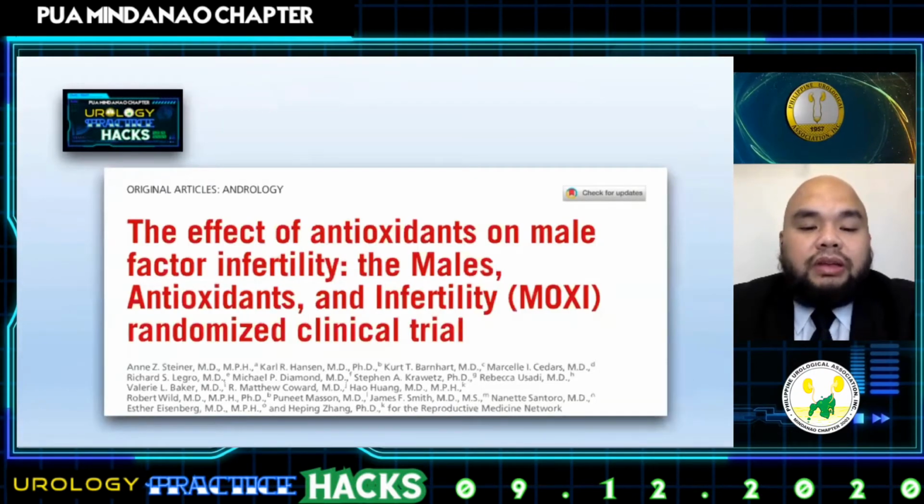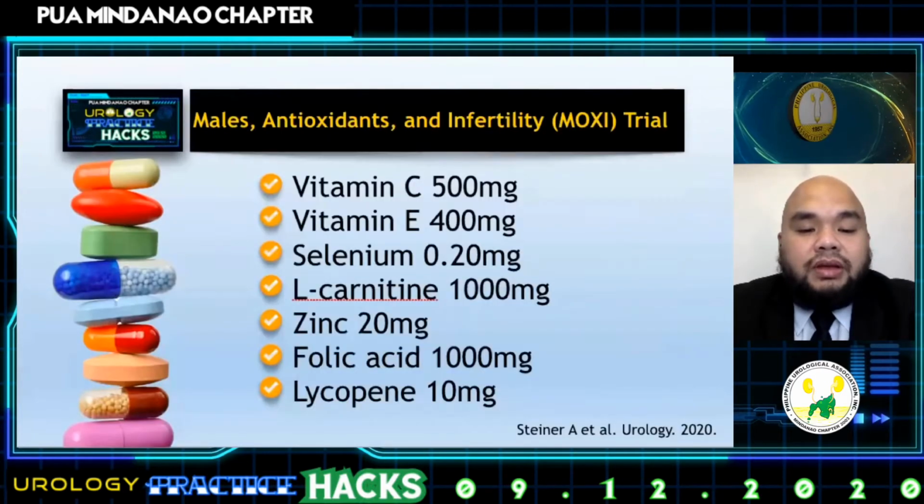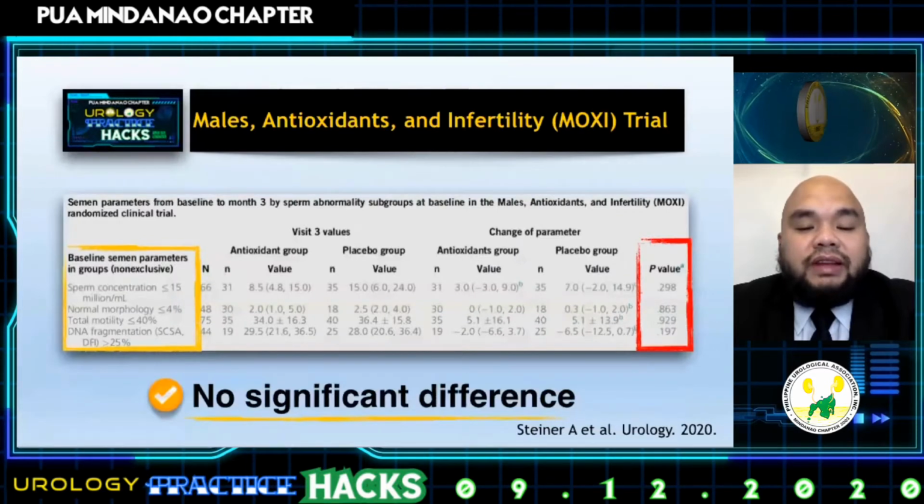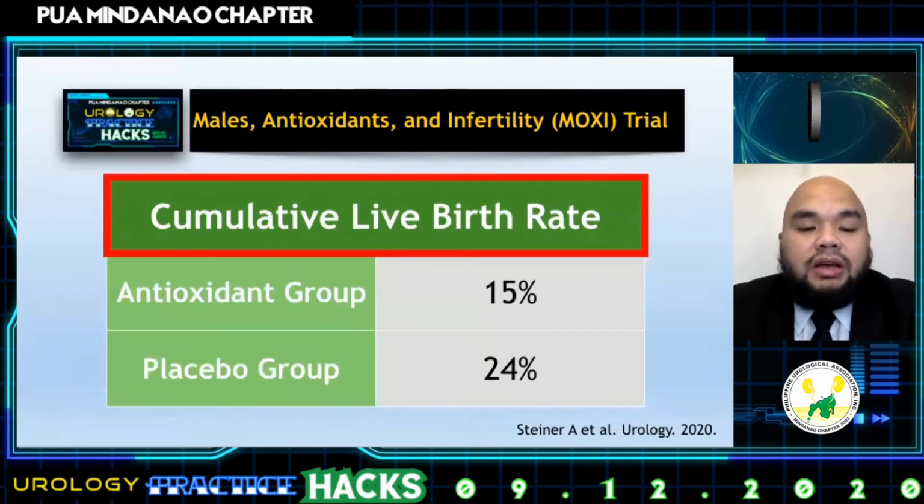In contrast to initial beneficial outcomes with antioxidant use, this recent trial showed contrasting results. Males randomly assigned to receive a daily intake of these antioxidants for the duration of 3 to 6 months showed no significant difference in the improvement of sperm concentration, motility, morphology, and sperm DNA fragmentation. Likewise, no significant difference was seen in the live birth rate between the 2 groups.